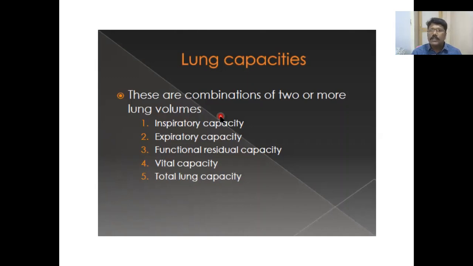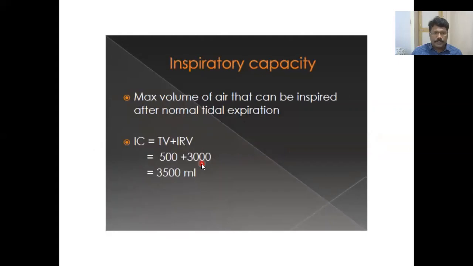So don't confuse lung volumes or respiratory volumes with the lung capacities. These are combinations of two or more lung volumes. So if TV, IRV, ERV, and RV are combined in a manner, we can come to the lung capacities. And these lung capacities are inspiratory capacity, expiratory capacity, functional residual capacity, vital capacity, and total lung capacity. Now let us see what inspiratory capacity is.